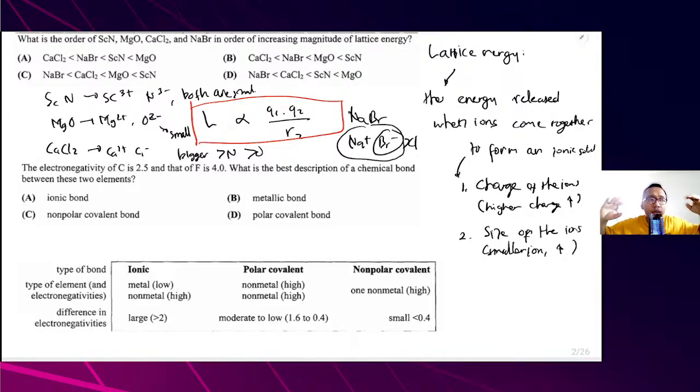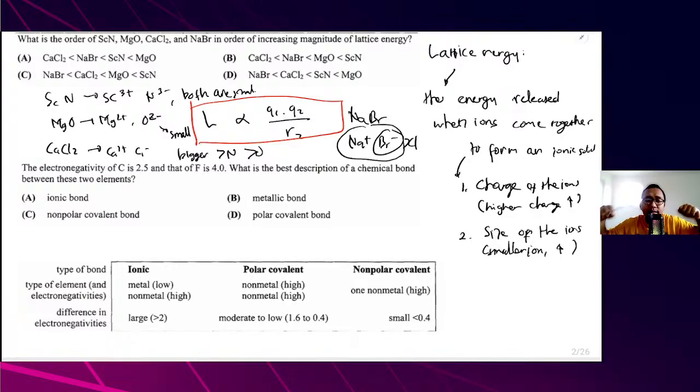Imagine you have much more charge on the ions, for example 2 and 2 versus 3 and 3. 3 and 3 will be stronger than 2 and 2. With 3 and 3 there is a stronger attraction, so it will have a higher lattice energy.